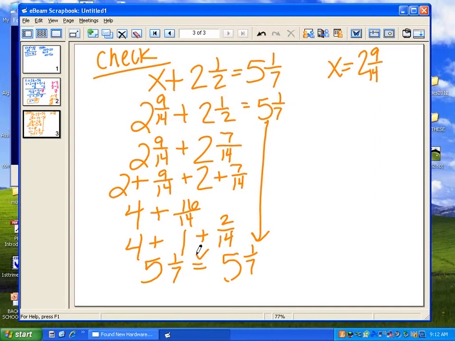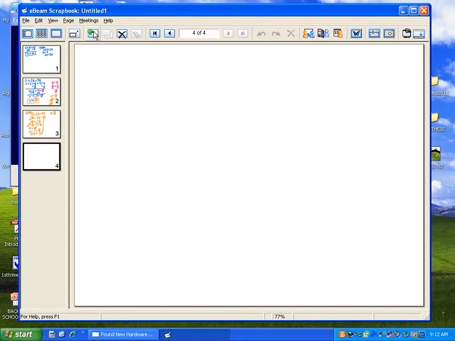All right, let's try another one. We're going to try a multiplication one. Okay, so when we first started, we had things like 2x equals 20.